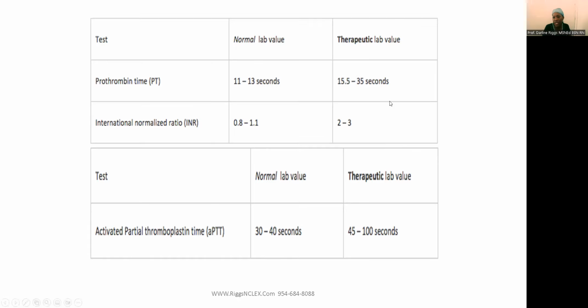When you get the question, it's extremely abnormal. So you don't need to worry about if you see 15 in a book versus 37 in a book or something like that. Okay. So memorize the therapeutic lab range. And for somebody who's on Coumadin warfarin, if they're on the drug, we want that therapeutic range between 2 to 3. Okay. For the APTT, we want that therapeutic range between 45 to 100 seconds. Okay. So PT, 15 to 35, APTT, 45 to 100, INR, 2 to 3. You're committing those to memory.